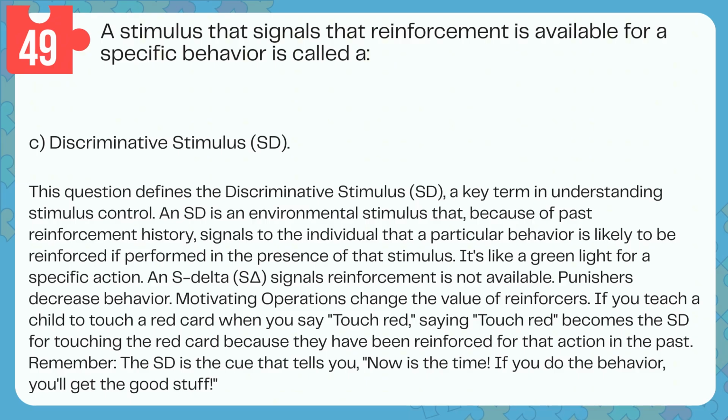Answer: C. Discriminative stimulus, SD. This question defines the discriminative stimulus, SD, a key term in understanding stimulus control. An SD is an environmental stimulus that, because of past reinforcement history, signals to the individual that a particular behavior is likely to be reinforced if performed in the presence of that stimulus.